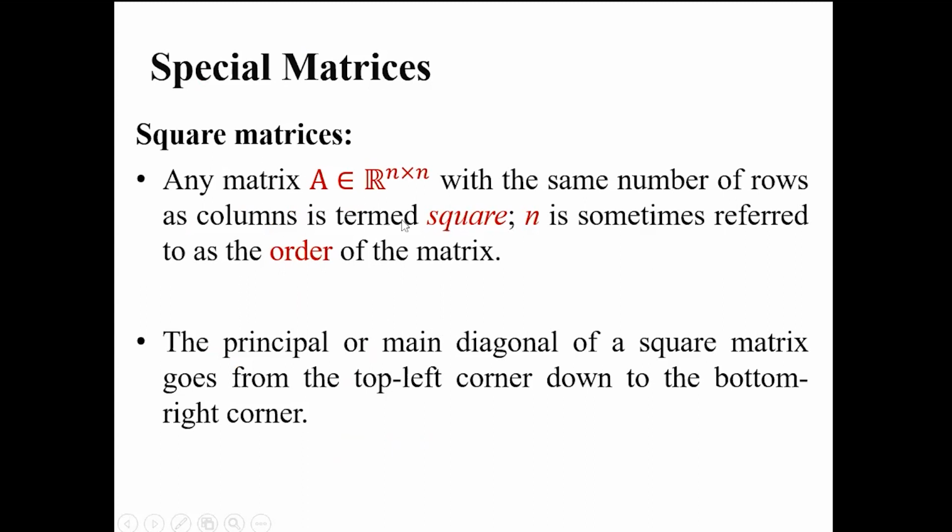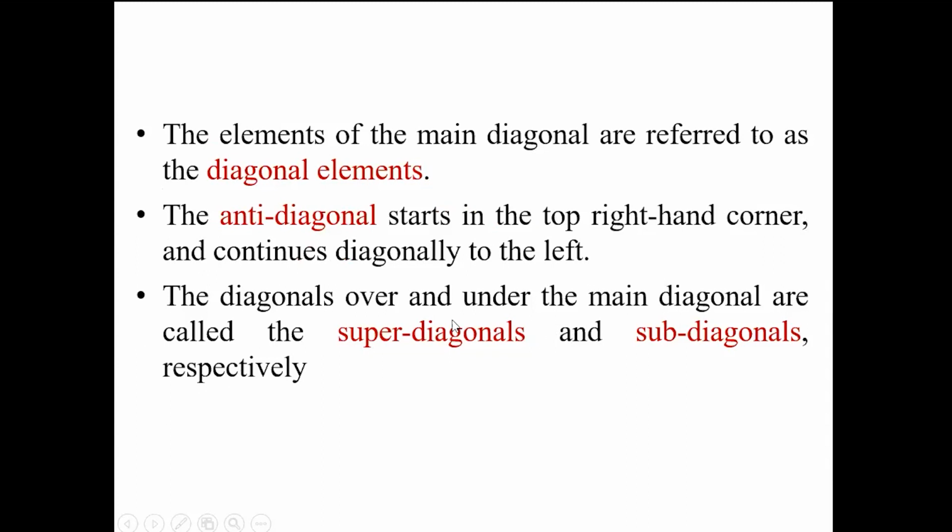We have been talking about square matrices. A square matrix is an n by n matrix. When we say principal diagonal, the main diagonal, we are talking about the diagonal that runs from the top left corner down to the bottom right corner. We refer to the elements along this main diagonal as diagonal elements. We also talk about anti-diagonal elements, which start from the top right-hand corner. The left diagonal is the main diagonal.